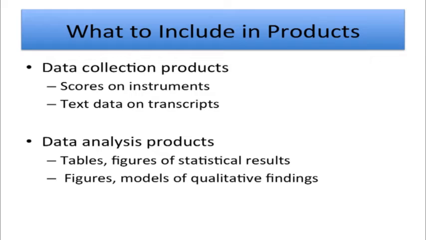In terms of the products under data analysis, I often think about quantitative tables, or quantitative figures, or graphs reporting statistical results. These are the outcomes of your quantitative data analysis. In qualitative research, we often see figures or models or diagrams of the findings. So these are some outcomes of the data analysis that I would put in bullets under the products.